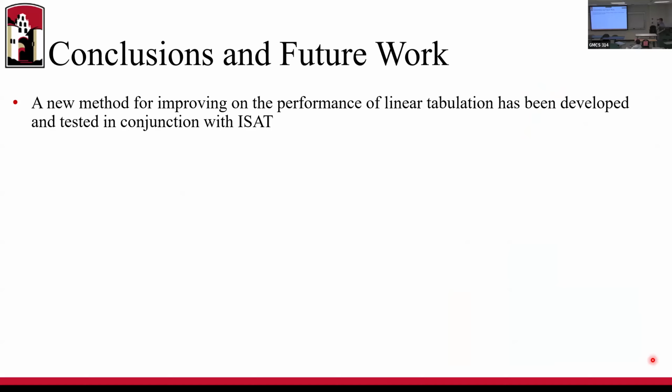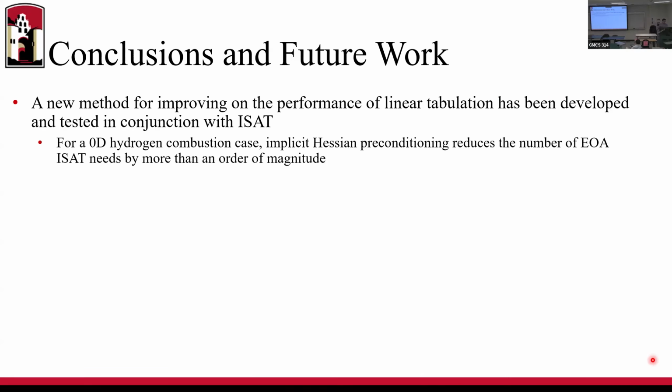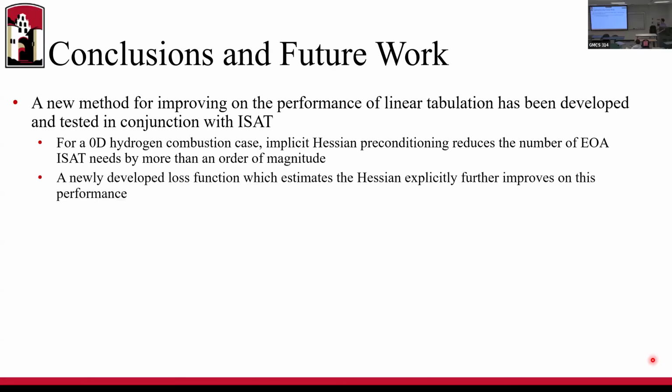Okay, so conclusions and future work. So we have developed a new method for improving on the performance of linear tabulation. And this could be applied not just to ISAT, but pretty much any linear tabulation algorithm, but here we tested it on ISAT. For the zero-dimensional hydrogen combustion case, the implicit Hessian preconditioning reduces the number of ellipsoids by more than a factor of 10. And the newly developed explicit log function further improves on that.